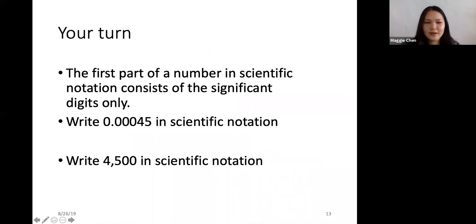So this is going to be your turn. If we're looking at scientific notation with the significant digits only, if we wanted to rewrite 0.00045 in scientific notation, how could we do that? I'll give you all maybe a couple of seconds and either you can unmute and say it or you can just type it into the chat.